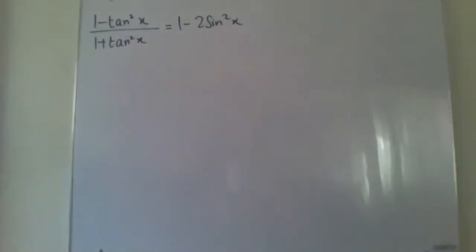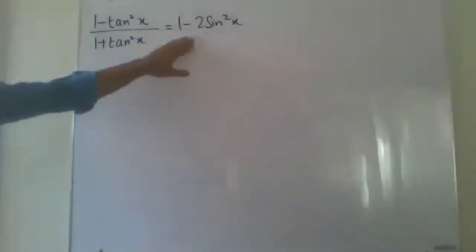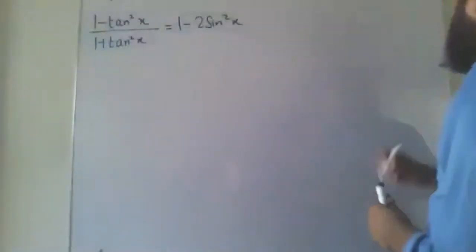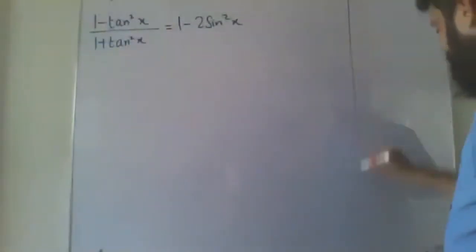Sometimes it happens that we are not clear which side to take and how to make it equal to the other one. So at that time, what can you do? Let's start working with both sides. How? First of all, I've got this 1 minus 2 sine square x.